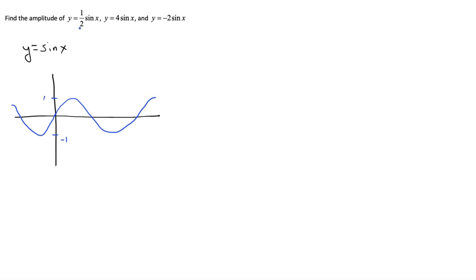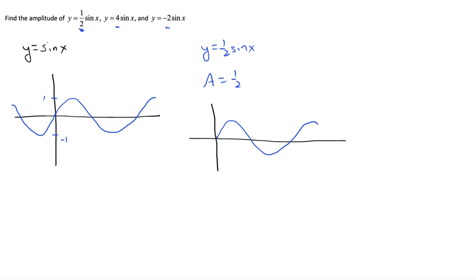So for each of these, all we have to do is look at the number that is in front here, okay? So if we want to find the amplitude of y equals 1/2 sine of x, the amplitude here is just that 1/2. So what does that mean? How does that change the shape of the graph? Well, it doesn't really change the shape of the graph all that much, okay? It still looks the same, right?